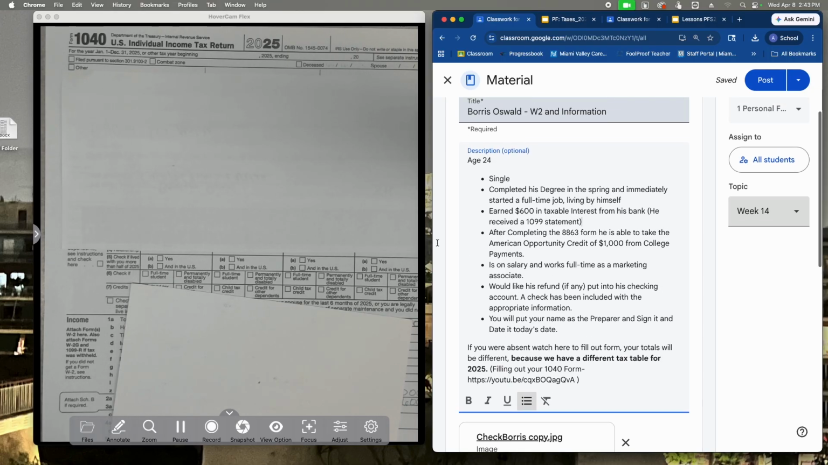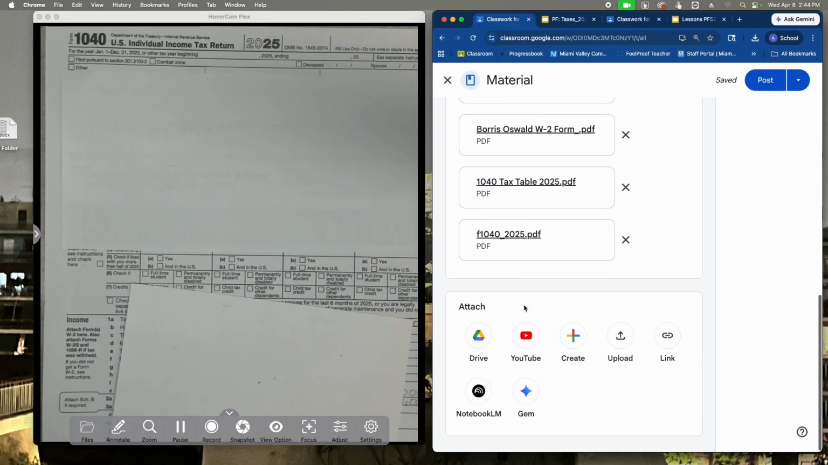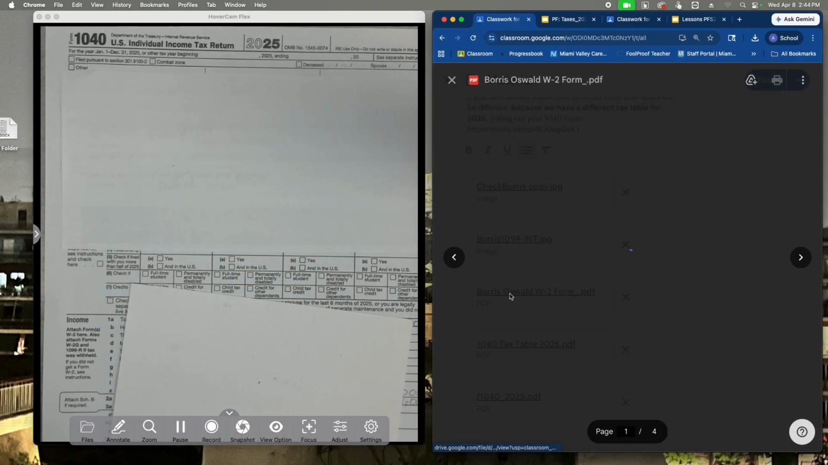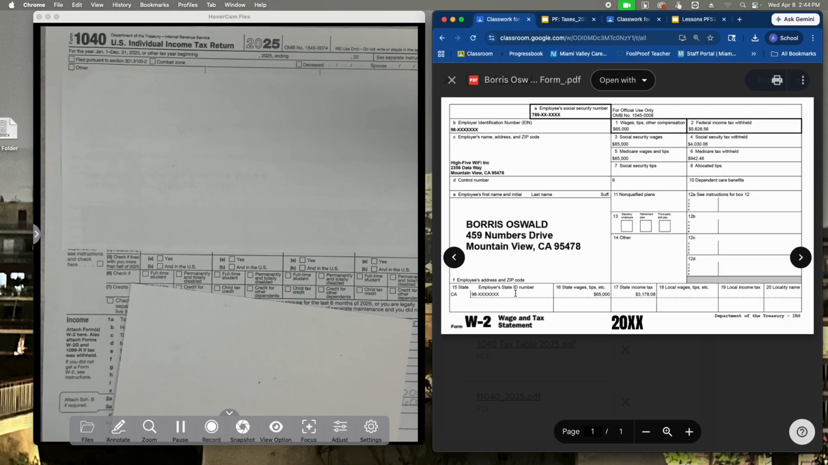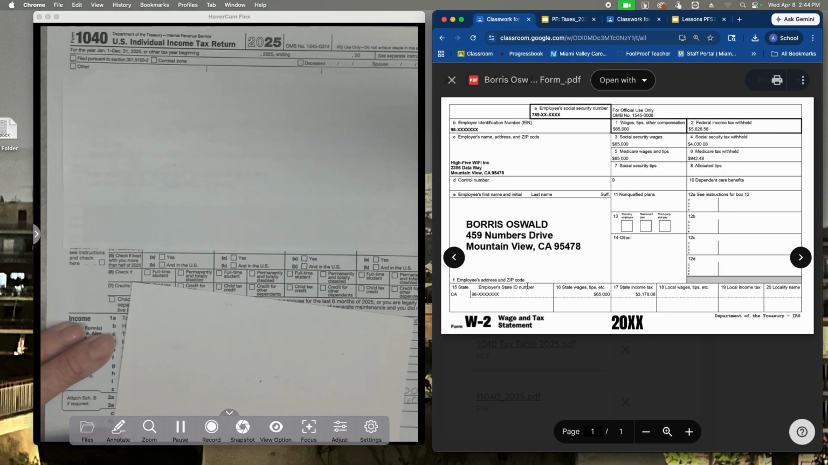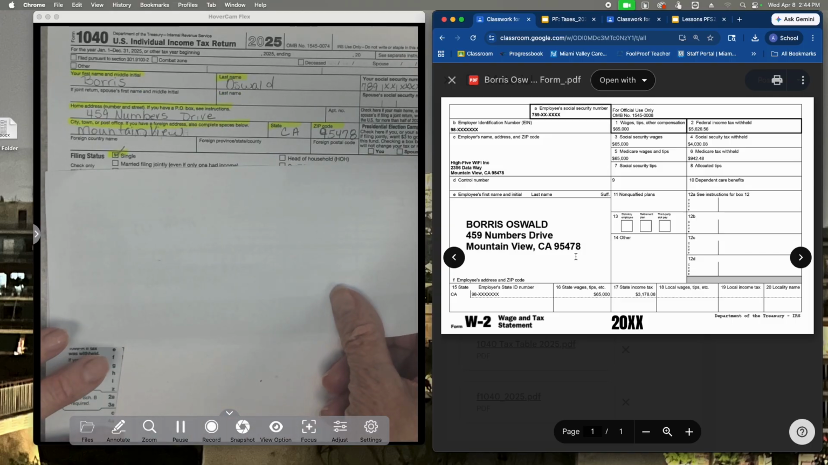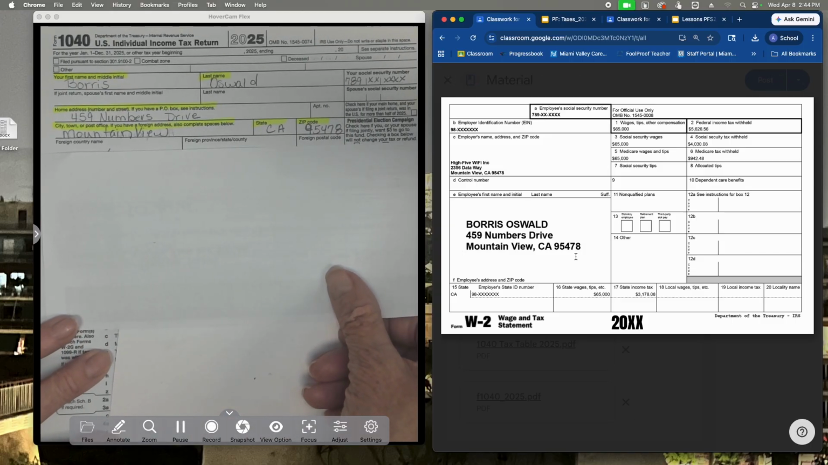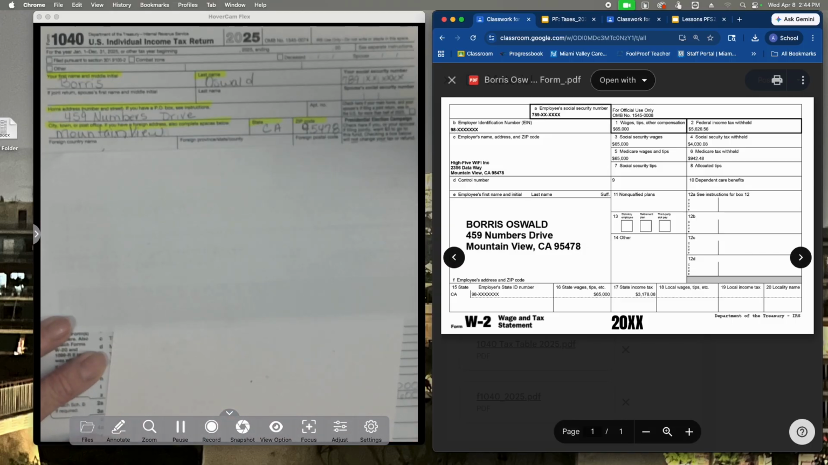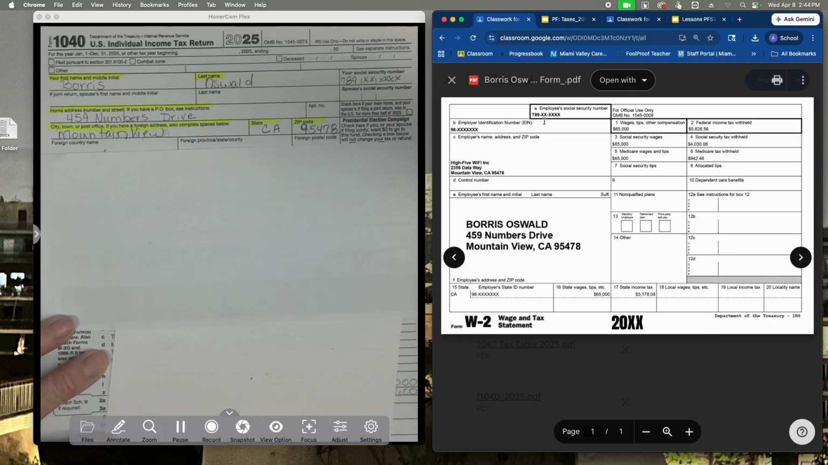So what we are going to do is over here, we are going to first pull up his W-2. Inside here, it gives us some pertinent information. It gives us his name, his address, city, state, and zip. So we are going to fill that information out. It also includes his social security number. You can see that up here in box A on the W-2.